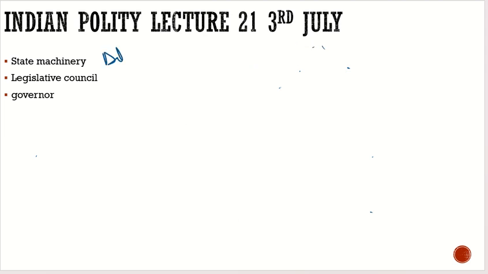Article 163 of the Constitution. What does it say? It says there shall be a council of ministers with the chief minister at the head. So same as what is for the central council of ministers, with the chief minister at the head, to aid and advise the governor in the exercise of his function.